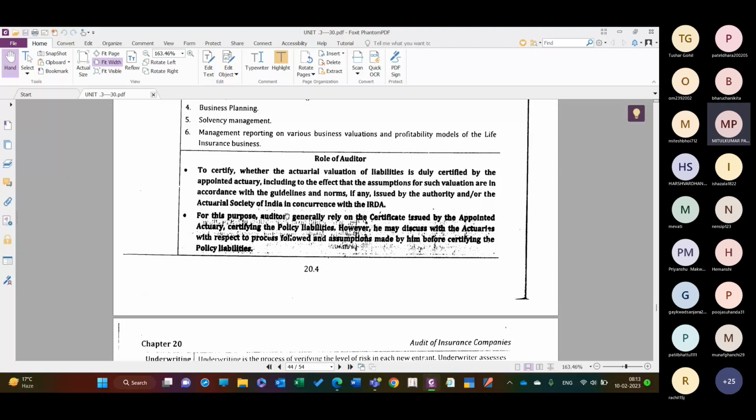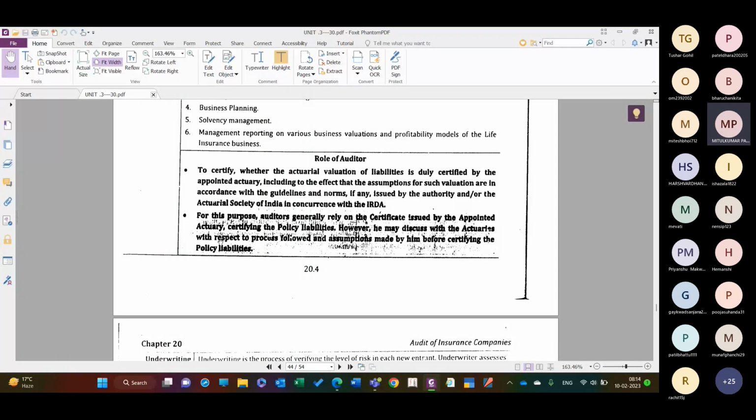Certifying the policy liability. However, he may discuss with the actuaries the process followed and the assumptions made by him, her, or it, right? Generally, it is him or her or it. It may be a firm, it may be a company, before certifying the policy liabilities. Right? So he has to discuss with them. Obviously, the auditor can use the work of experts, which in our case is the appointed actuary.